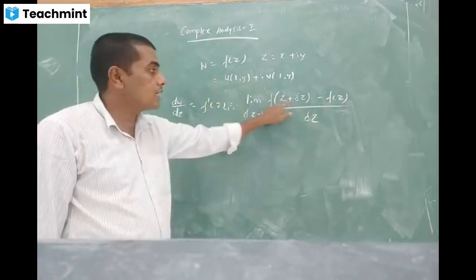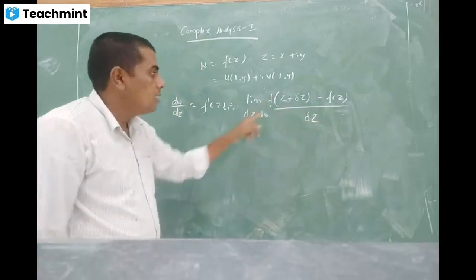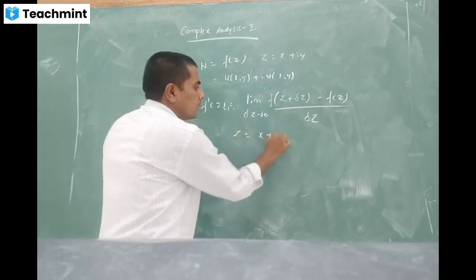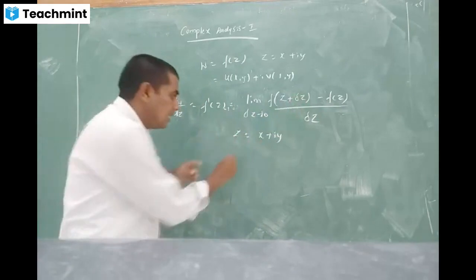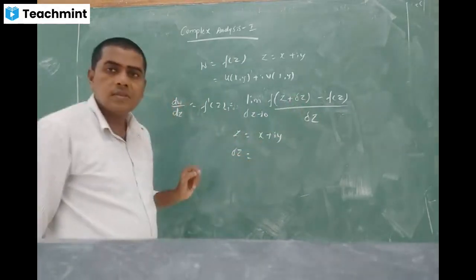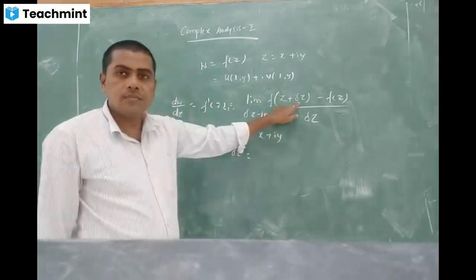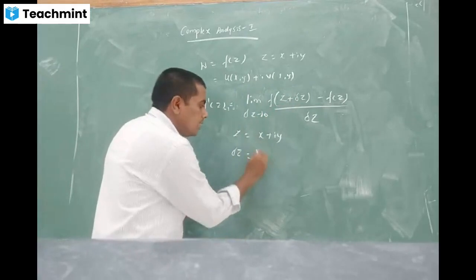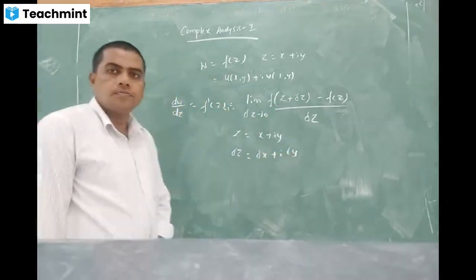Then we used to take f of x plus delta x minus f of x divided by delta x. But what is z now? You should know these things now. z is equal to x plus iy, right? Then z plus delta z, what is delta z now? z plus delta z means it is nothing but the increment in the value of z. So delta z will become delta x plus i into delta y.